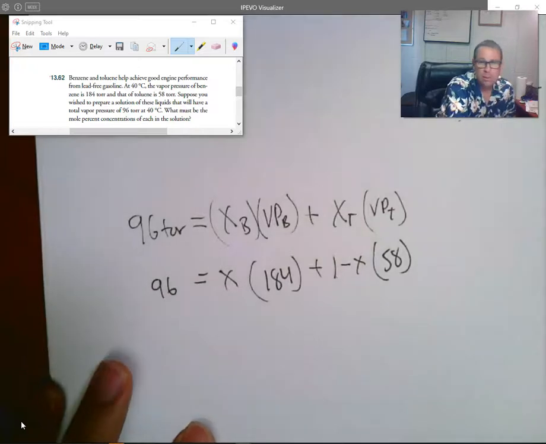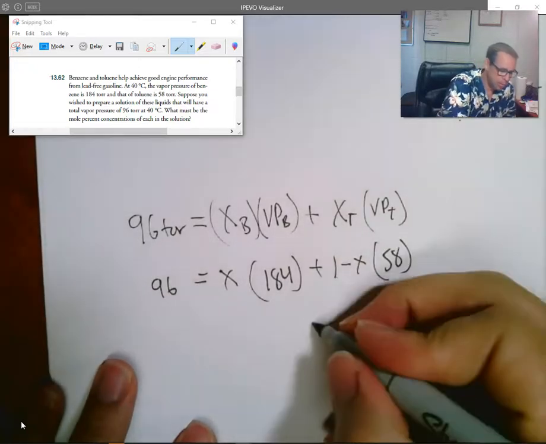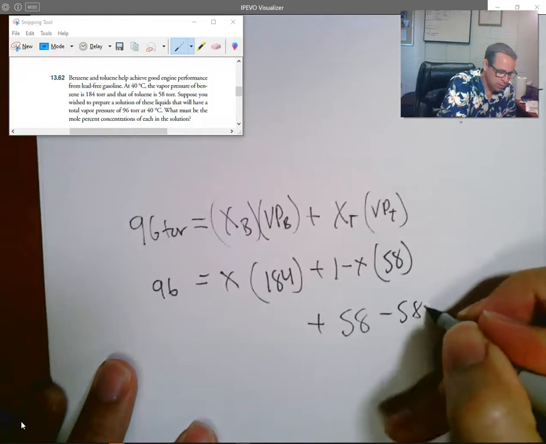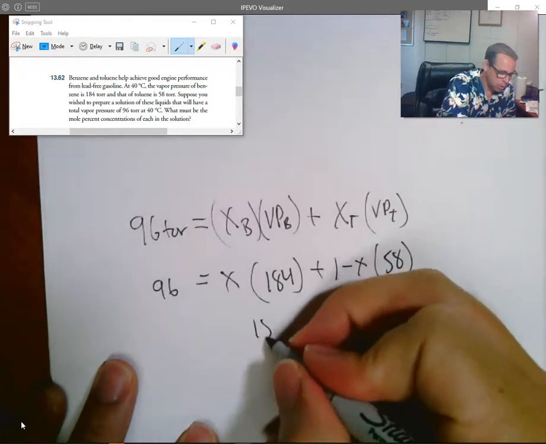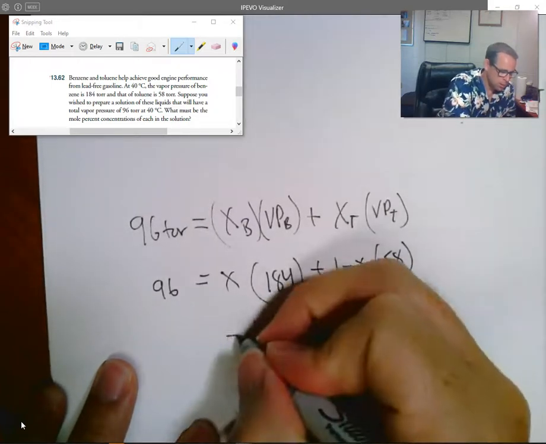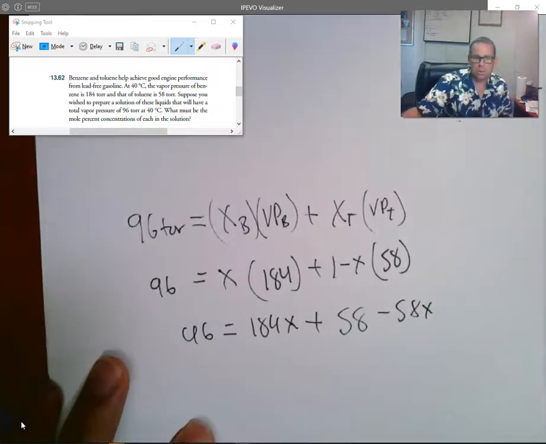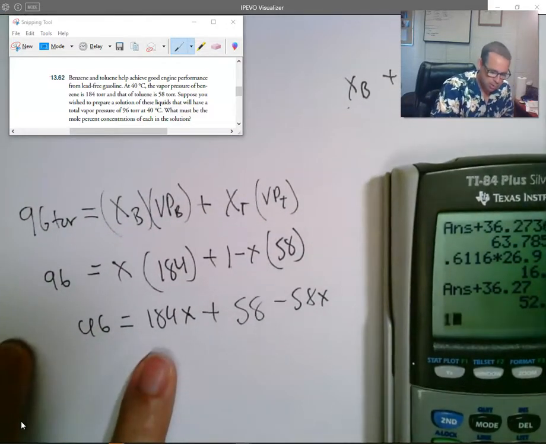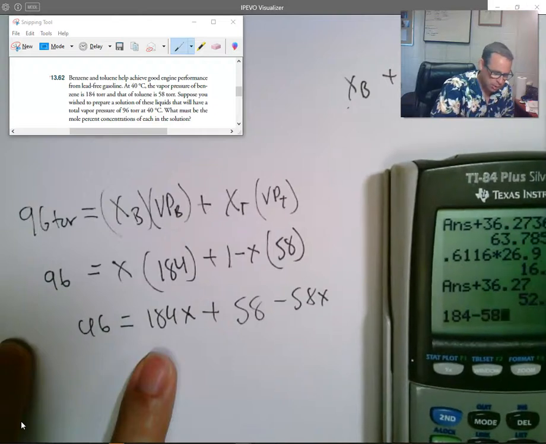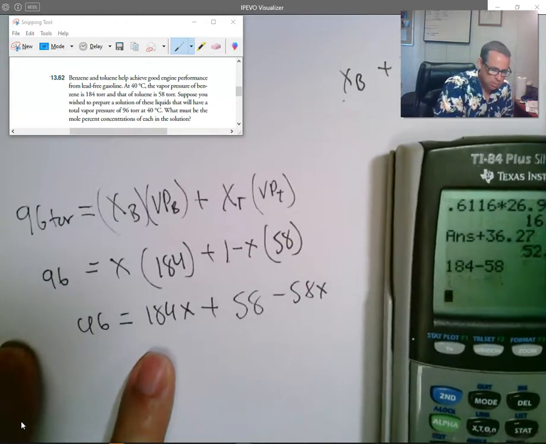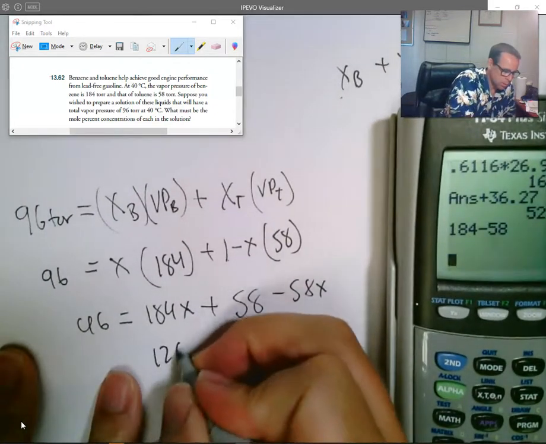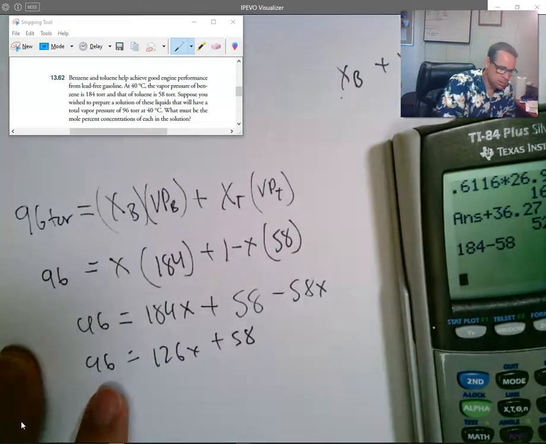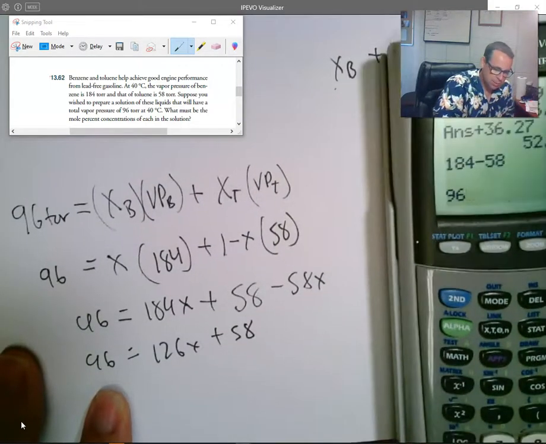And now it's just math. Hopefully we don't make any mistakes. 58 minus 58x, 184x, 96. Right? So I just need to combine my 184x and the minus 58x together. So there's 126x plus 58 equals 96. 96 minus the 58.